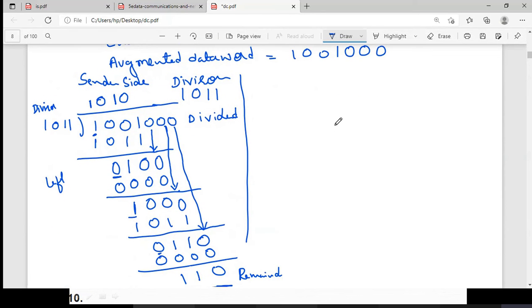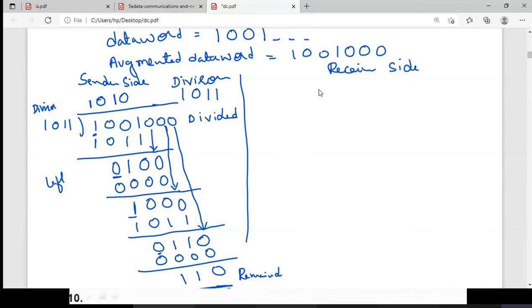Now let me move on to the receiver side. Here we'll consider 2 cases. One is there is no corruption. If there is no corruption, consider what code word is received here. The code word received is 1001 plus remainder 110. This is the code word received. Only if this process gives syndrome equal to 0 will the receiver come to know that it is a valid code word. So let's do that part.